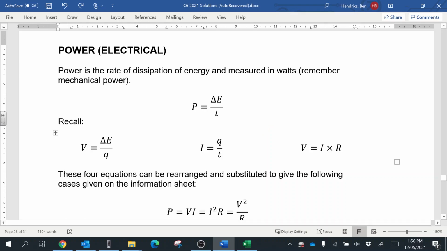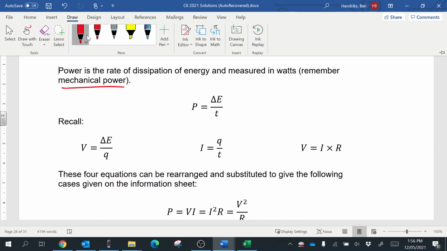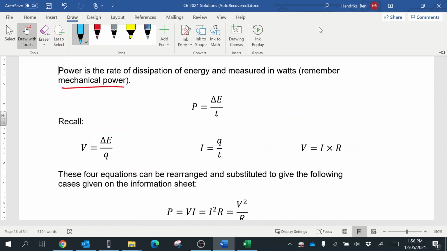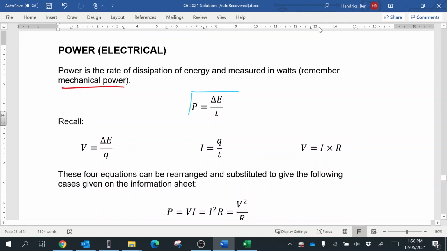Today we're looking at electrical power. And the good news is you know a fair bit about electrical power already, because electrical power is very similar to mechanical power. So I'm going to change the color of my pen. Let's go back to blue. Okay, so power is the same as the change in energy over time.